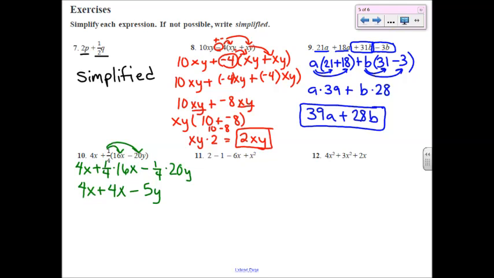Then I'm going to do the reverse distributive property and pull the x out from the 4x plus 4x. And then I have 4 plus 4. 4 plus 4 is 8. And then the last step is to write the number before the variable.